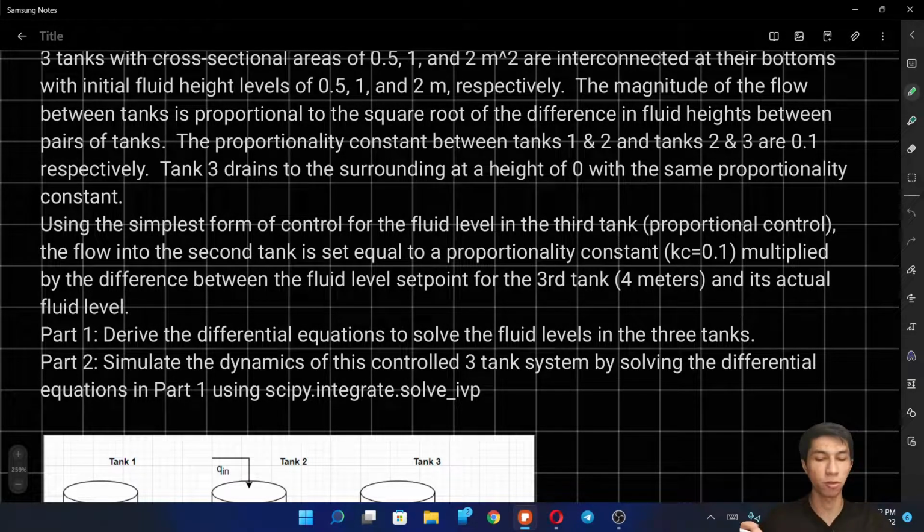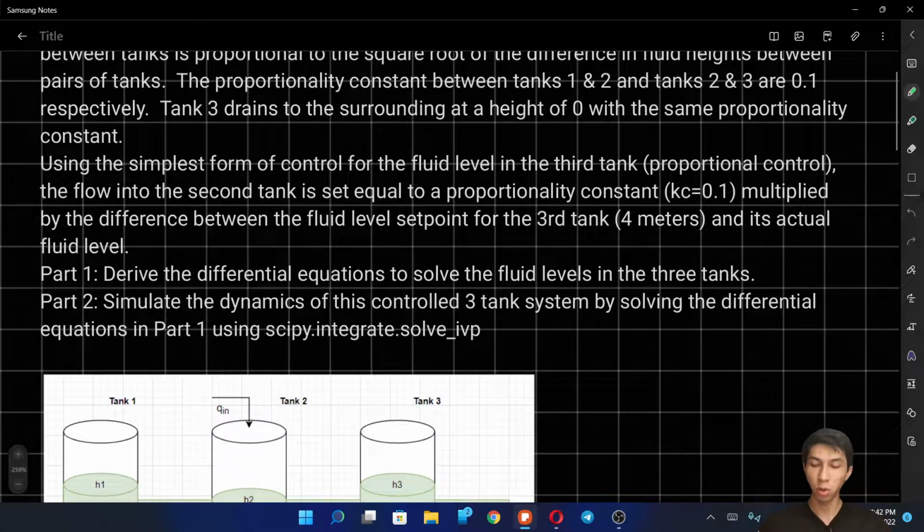Using the simplest form of control for the fluid level in the third tank, proportional control, the flow into the second tank is set equal to the proportionality constant, which is 0.1, multiplied by the difference between the fluid level set point for the third tank, 4 meters, and its actual fluid level. So here we're given some values, and in the first part of the question we're asked to derive the differential equations to solve the fluid levels in the three tanks.